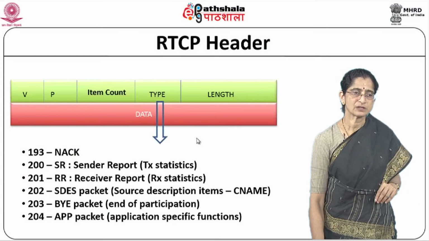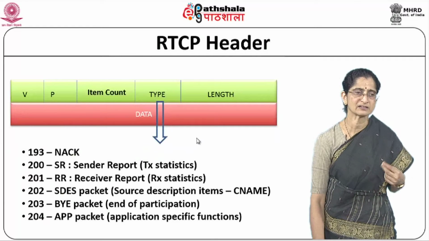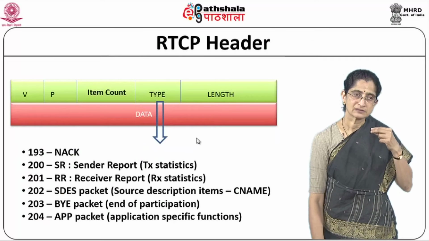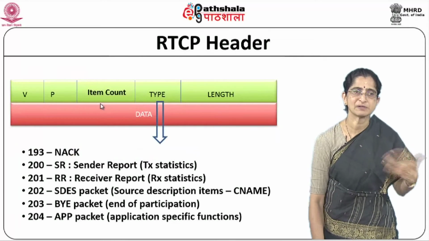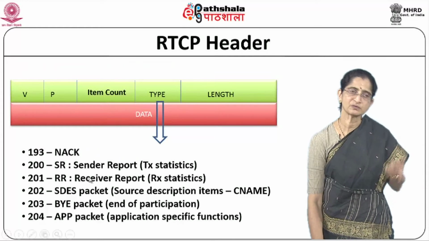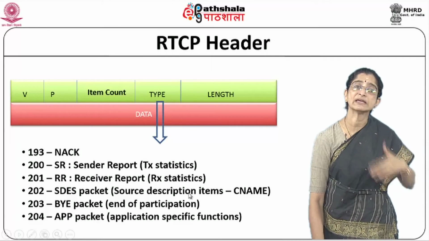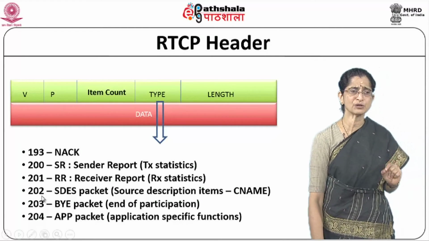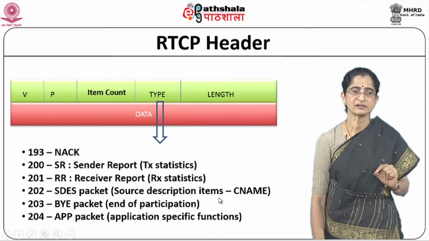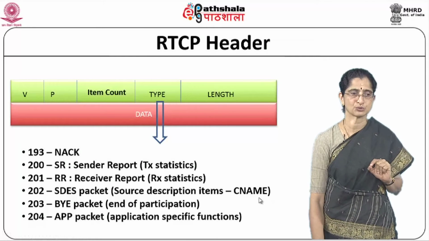Okay. So, now if you look at the type field, we have different types. You have a negative ACK, then you have SR, which is a sender report, which is used to specify transmission statistics, that is what exactly has been transmitted. So, this is sent by the sender. Then there is an RR, a receiver report, which is meant to carry receiver-wise statistics, sent by each of the receivers. And there is an SDES packet, which is a source description packet. It will have items such as the canonical name and other things that we talked about. So, this will be sent by the source.